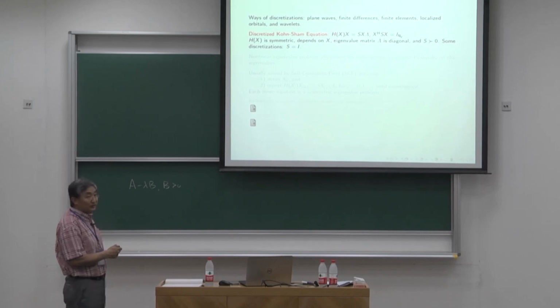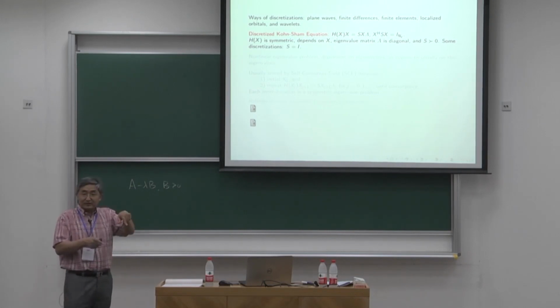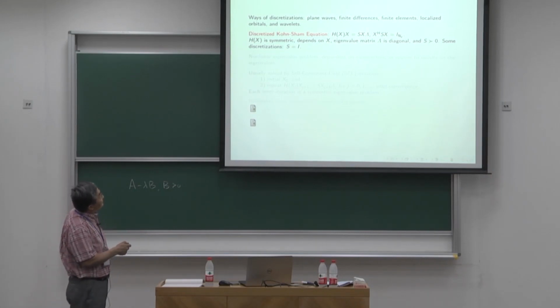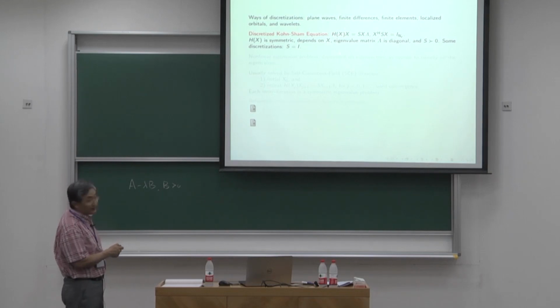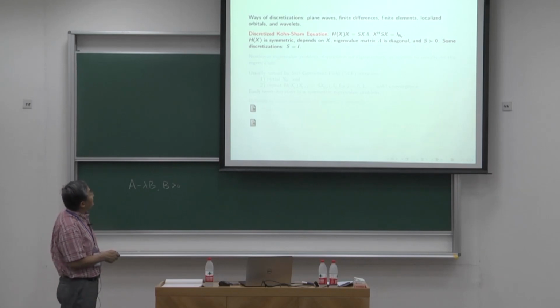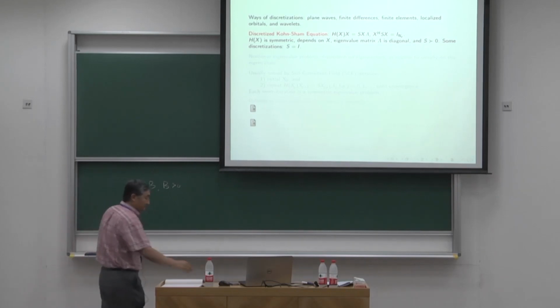In any case, if you use any of the discretizations, you end up with an eigenvalue problem like that. H is a Hermitian matrix that depends on X. What is X? X is basically the eigenvectors; each column is an eigenvector. This S is a constant matrix. So this is an eigenvalue problem where the matrix depends on the eigenvectors, several eigenvectors. And how do we solve them?